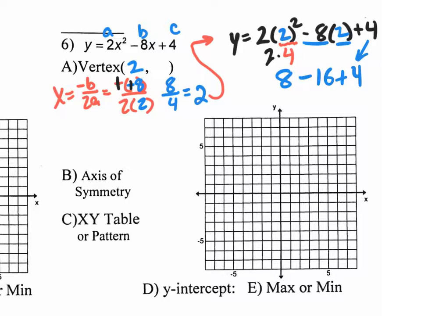8 take away 16 is -8. So we have -8 plus 4. -8 plus 4 is -4. And that is the y value of the vertex. So our vertex is 2 on the x, -4 on the y. So from the origin, go 2 on the x, -1, 2, 3, 4 on the y. Let's put a dot right there.